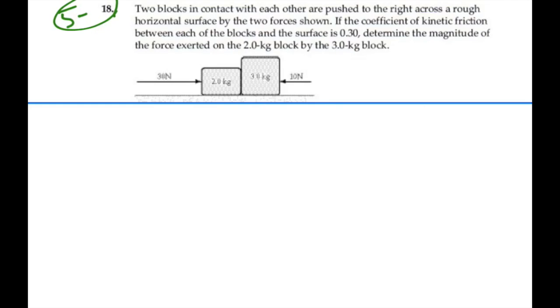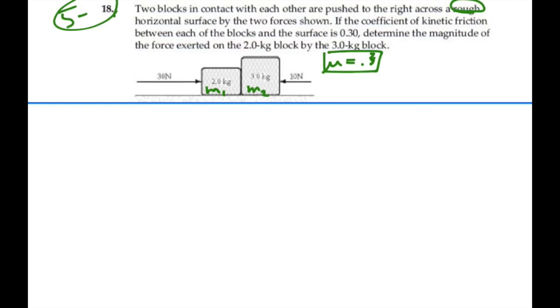Let's name the 2 kilogram block M1 and the 3 kilogram block M2. And we're told that the coefficient of friction between these blocks and the surface is 0.3. No units on that. It's just a number, 0.3, which means that the frictional force is 30% of the normal force. And we're told it's a rough surface, so we do know there's friction. That's our key to knowing that there is friction present.